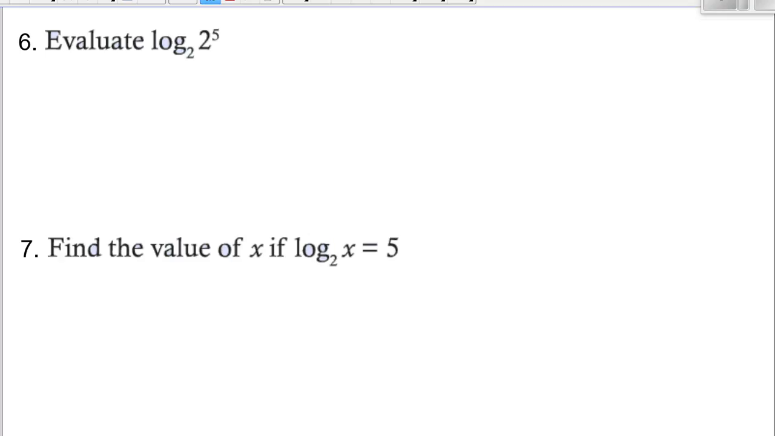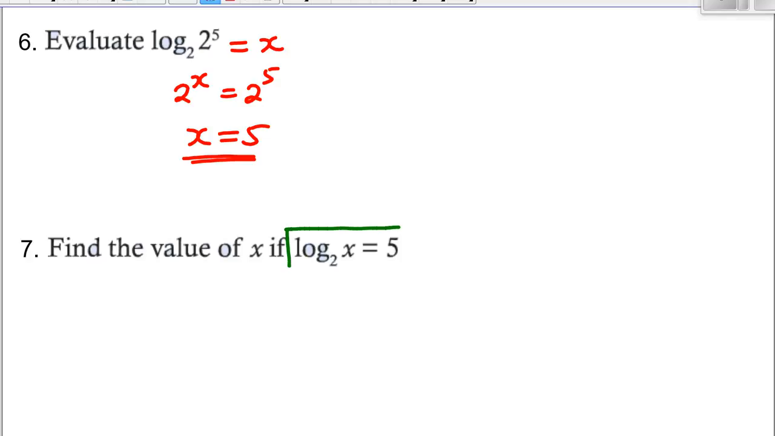Here's another question. Same thing, equate it to x. So 2 to the power x is equals to 2 to the power 5, which means that x is equals to 5, equating the exponents. Next one. Now we have this question in logarithmic notation. We can convert that to exponential notation. So what we'll end up with here is 2 to the power 5 is equals to x. So 32 is equals to x.